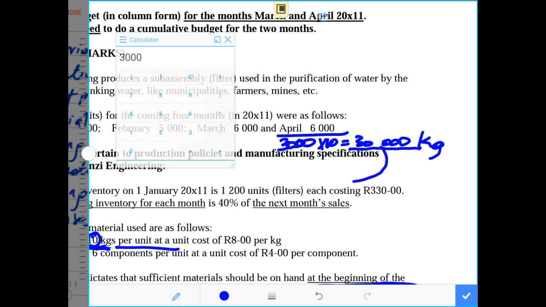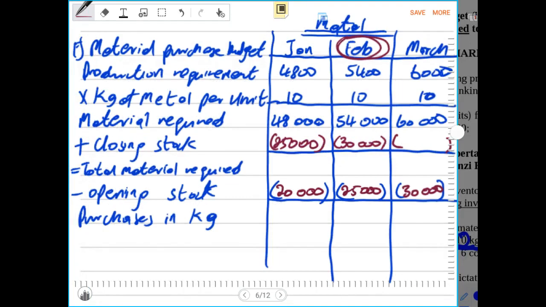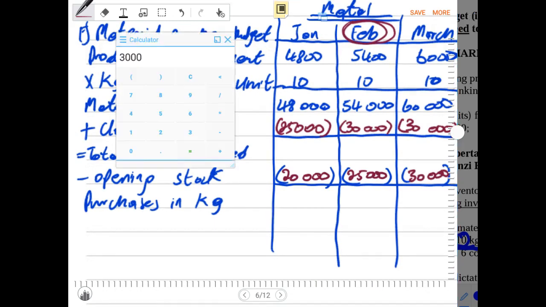in order to manufacture 3,000 units, which is half of the units that are expected to be sold in the month of April. Remember, if this is the opening in the month of April, therefore now this was supposed to be the closing in the month of March. So now remember, the opening of the next month is the closing of the previous month. That is why here we still have 30,000 kgs for the material called metal by the end of the month of March. So now let us do that.